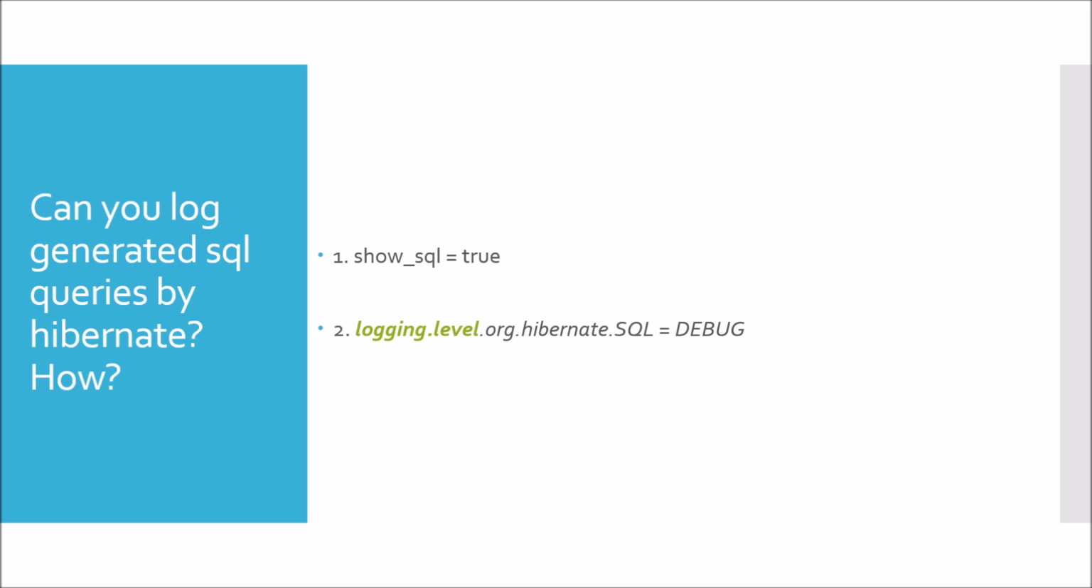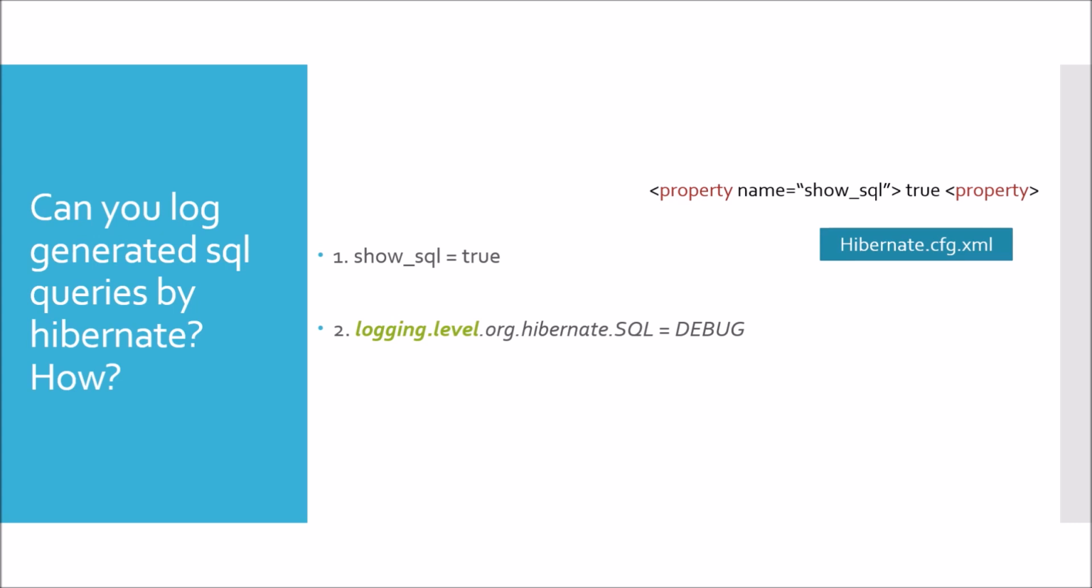Now this syntax, logging.level.org.hibernate.sql, is particular to Spring Boot. show_sql equal to true is present in hibernate.cfg.xml and it is a part of your jar. So inside hibernate.cfg.xml you write property name equal to show_sql, value true, and close the property.